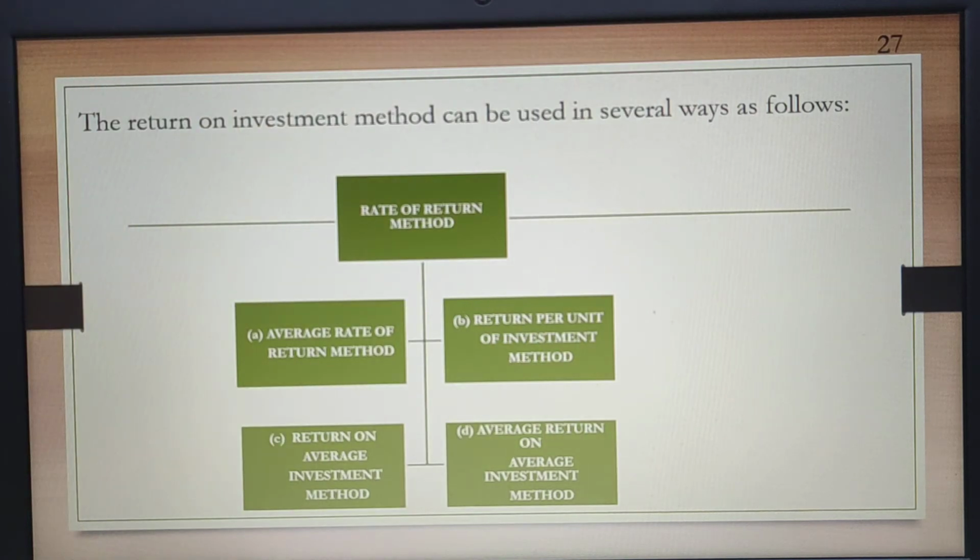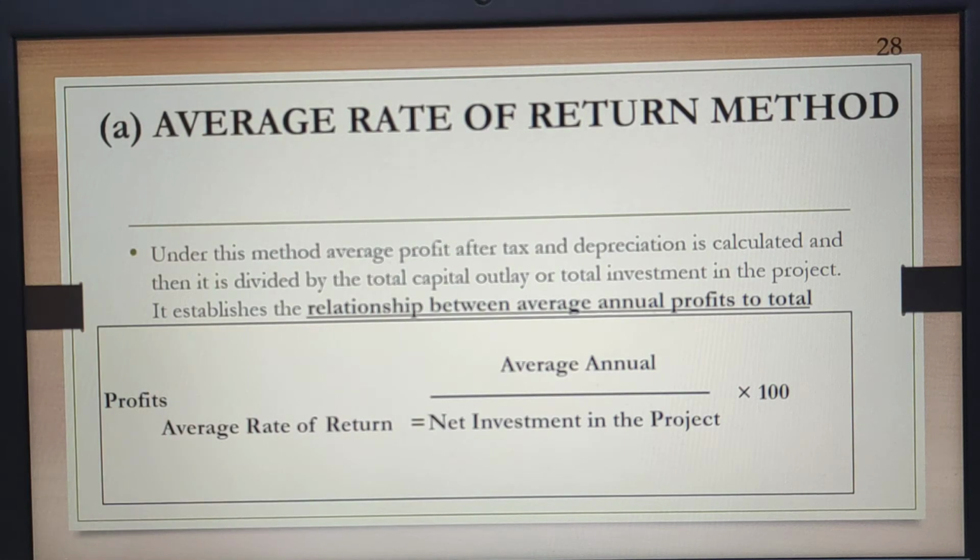Now, the rate of return methods are classified into four types, that is average rate of return method, return per unit of investment method, return on average investment method, and average return on average investment method. Firstly, we will discuss the first method, that is the average rate of return method.